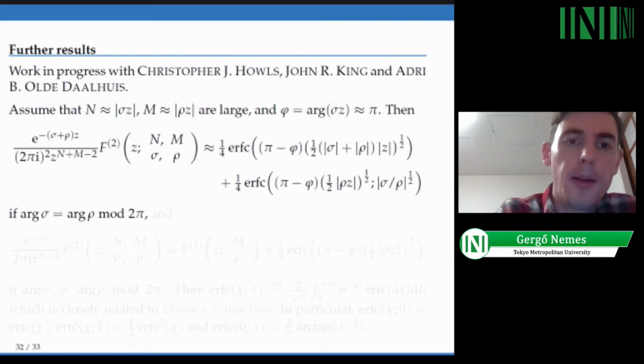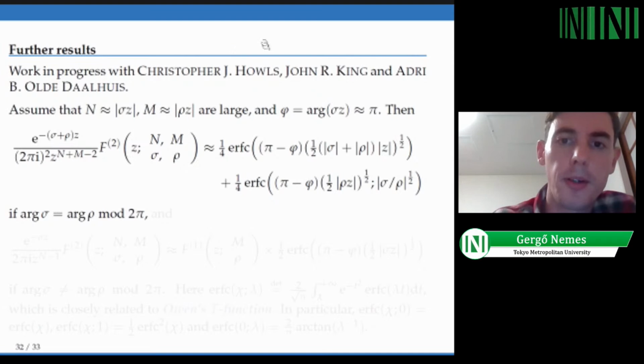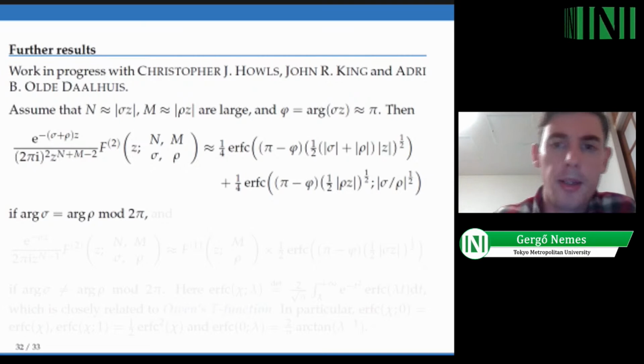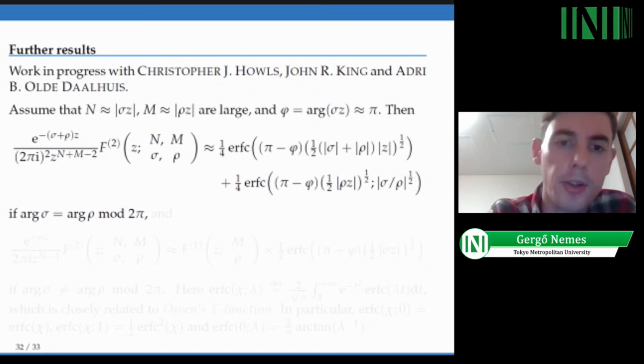Okay. Let me finish by showing you some work in progress. So this is work in progress with Chris Howls, John King, and Adri Olde Daalhuis. Here I show you a simplified version of our upcoming result. So we look at the smoothing of the higher order Stokes phenomenon in a more general setting, but this time only for the F_2 case.